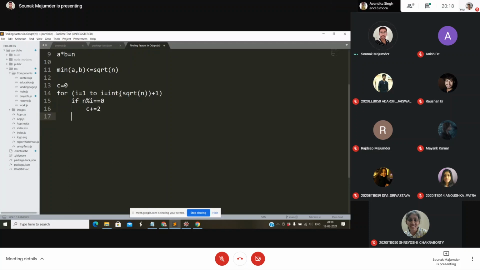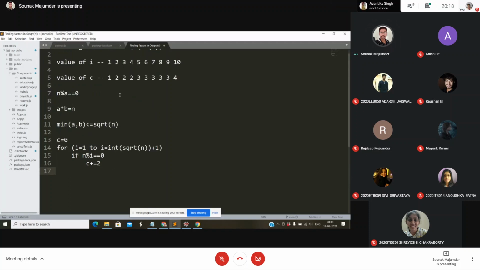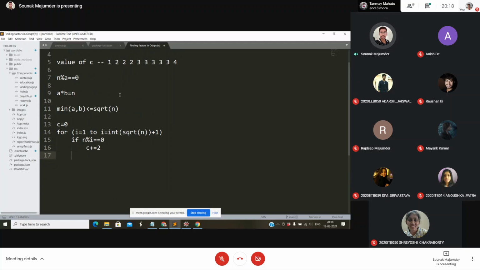But in the case of 9, 3 into 3 equals 9. So when the for loop comes to 3, it divides n, which is 9, and you are also increasing c by 2, which is not correct because both the numbers are equal. So here we will keep one corner case. You may say that if i into i equals n, that is, it is the same number, then you don't have to add 2.